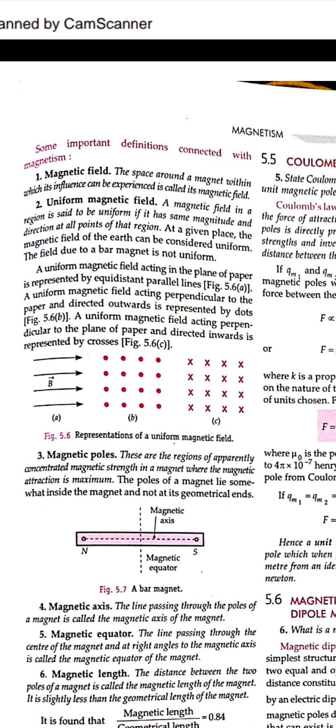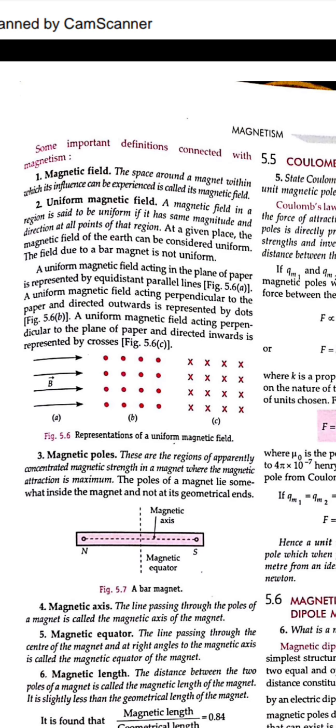And what is a uniform magnetic field? That is a region where the field is uniform. It has the same magnitude and direction at all points of that region. Uniform means it should have equal magnitude. Similarly, a magnetic field in a region is said to be uniform if it has the same direction and the same magnitude.